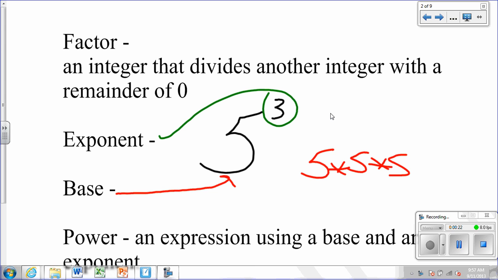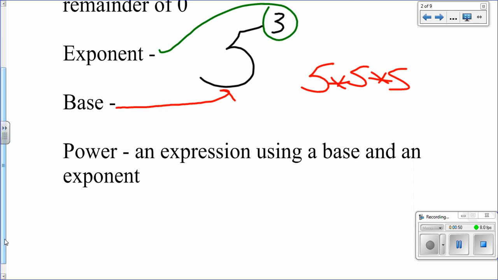A factor is an integer that divides another integer with a remainder of 0. We also have something called an exponent and a base. The base is the big number here, in this case the number 5, and that tells you what number you're going to multiply by itself. And the exponent, the smaller raised number, tells you how many times you're going to multiply a base by itself. Together, an exponent and a base are called a power. A power is an expression using a base and an exponent.